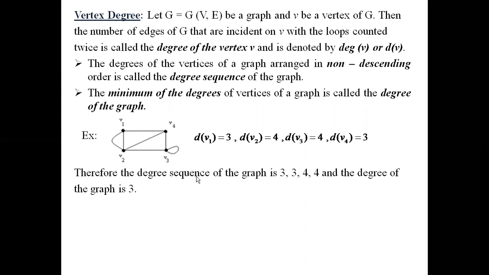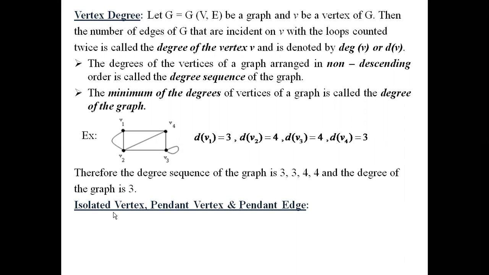Therefore, the degree sequence of the graph is 3, 3, 4, 4. We are arranging in non-descending order, so that gives the degree sequence. And the degree of the graph is 3. The minimum of the degrees gives us the degree of the graph. So here the degree of this graph is 3.